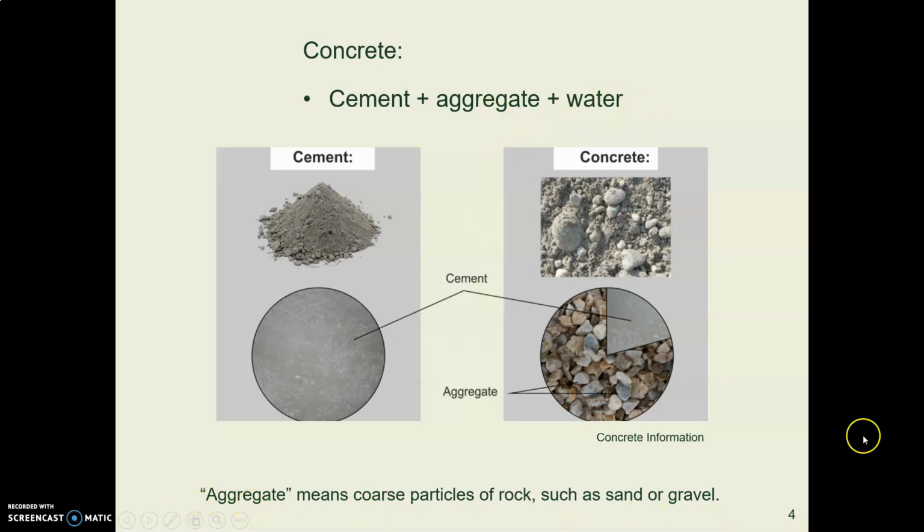And I have a note at the bottom here. Aggregate is coarse particles of rock, and it includes sand and gravel. So when people say, "Oh no, concrete has more than just aggregate," they're thinking aggregate means gravel, but actually aggregate means all those particles. So anyway, concrete is cement, aggregate, and water.